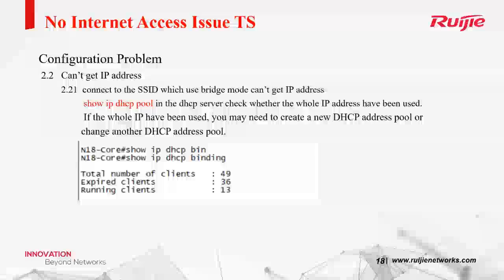If you find you can't get an IP address, there are several scenarios too. First, you connect to an SSID which uses bridge mount and can't get an IP address. Use show ip dhcp pool on the DHCP server to check whether the host IP address has been used. If the host IPs have been used, you may need to create a new DHCP address pool or change to another DHCP address pool.